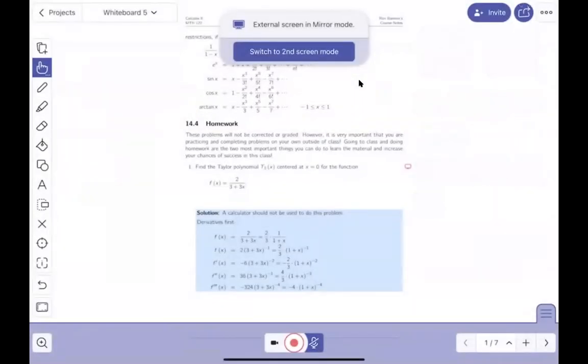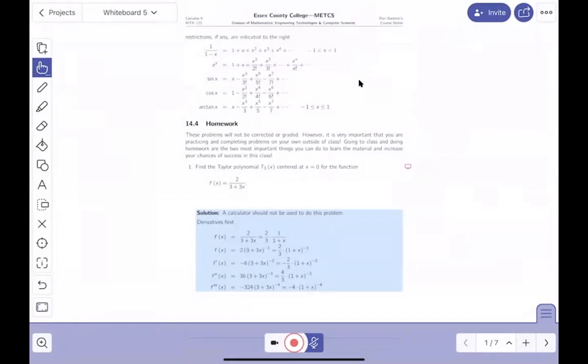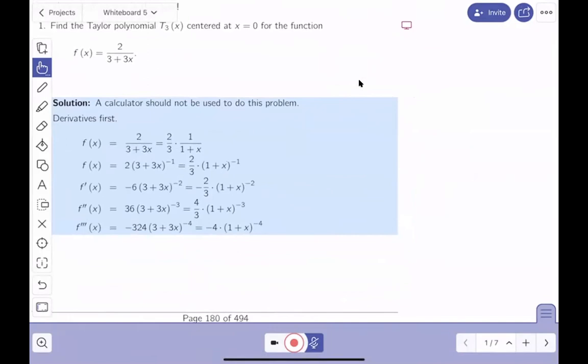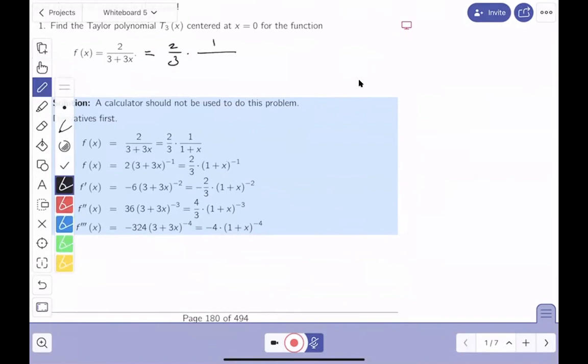Okay, so let's look at problem number one. Now, certainly, if I were doing problem number one, they want to get a Taylor polynomial, and let's see if we can write it down. So the first thing I'd probably do is rewrite this as 2/3 times 1 over 1 plus x. And then I probably would write down 2/3 times (1 plus x) to the minus 1.